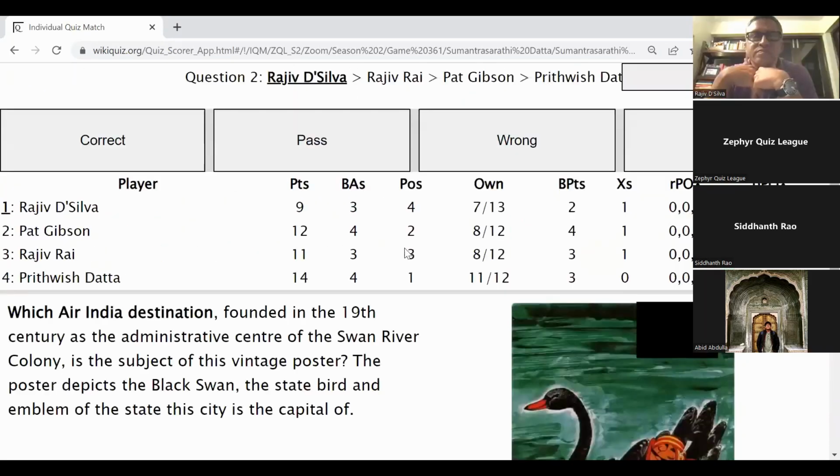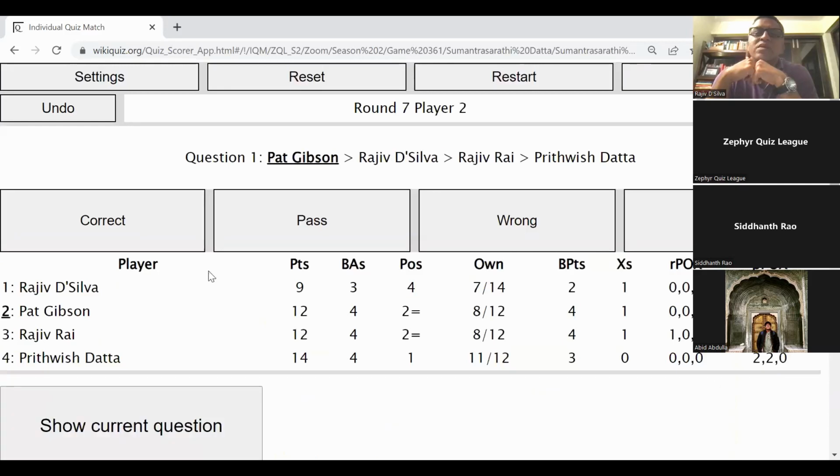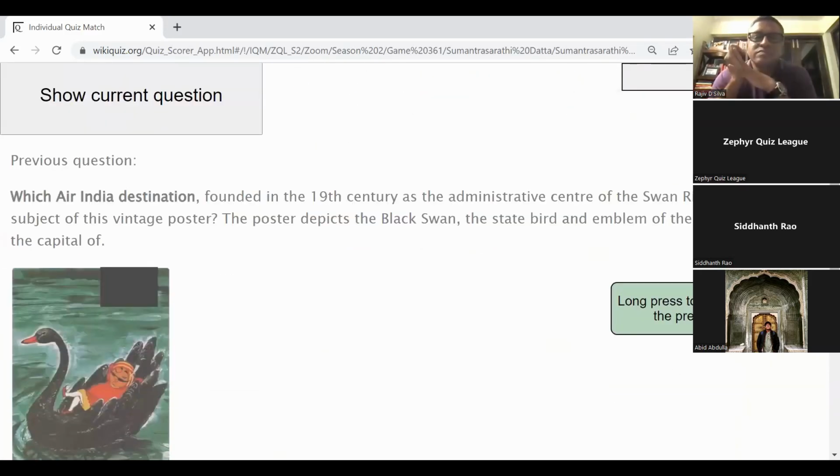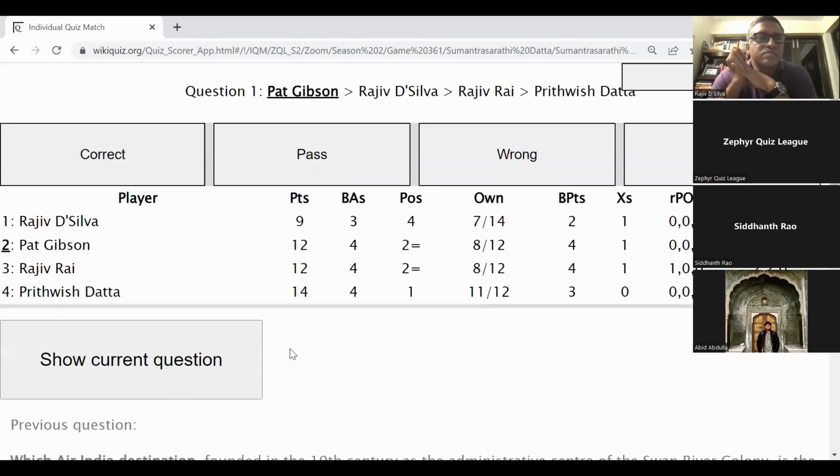Durban. Not Durban. Moving on to Rajiv Rai. Perth. Perth is indeed correct. That's the state animal of Western Australia. Good answer. Pat, you're next now.